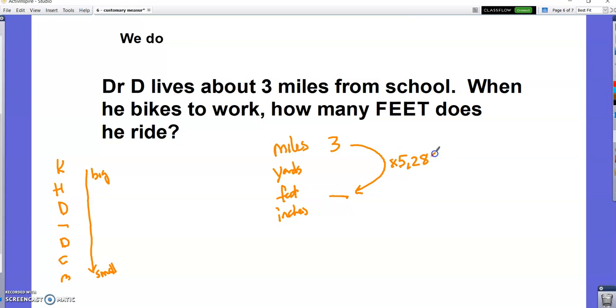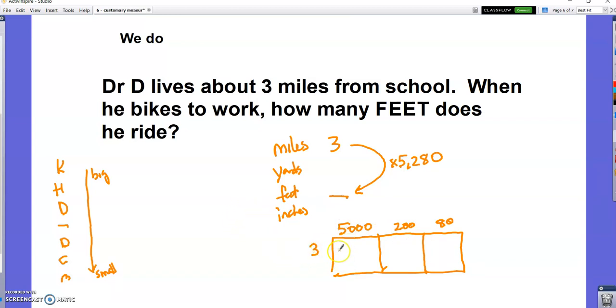Ugh, my pen sometimes doesn't let me write. Feet. So, nothing you can do but work the math out. 3 times 5,280 in expanded form. Make my area model. And just grind out those numbers.